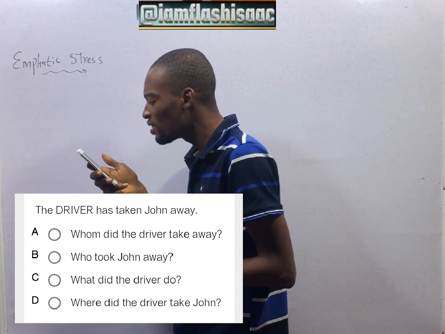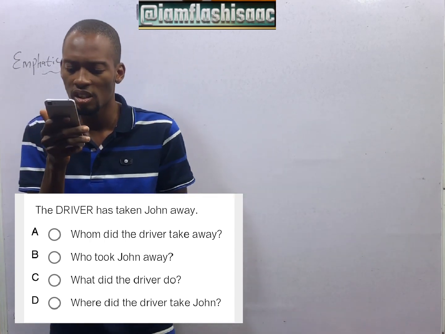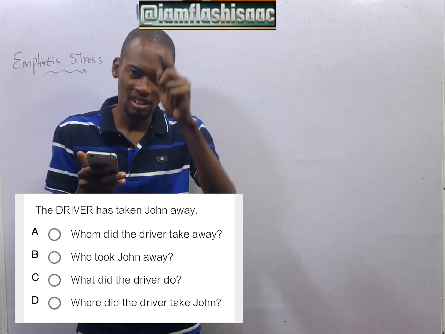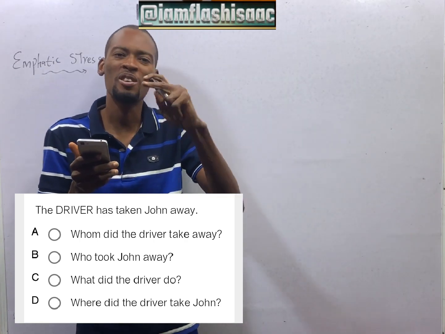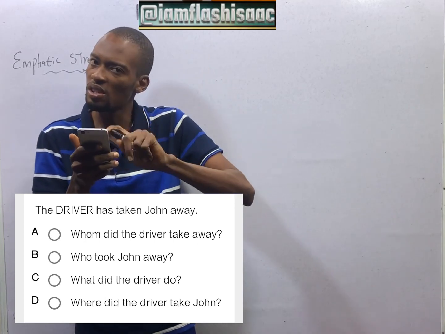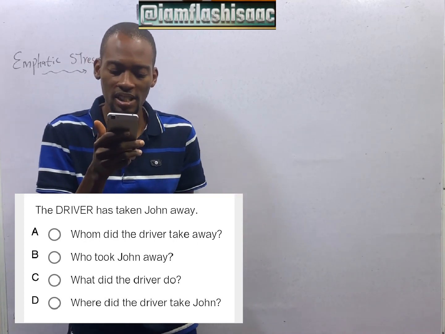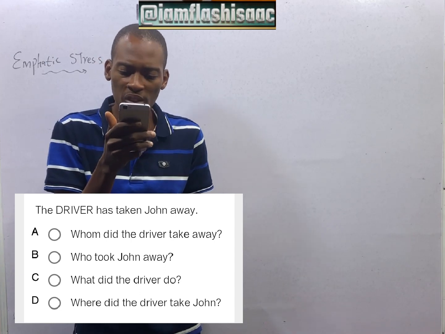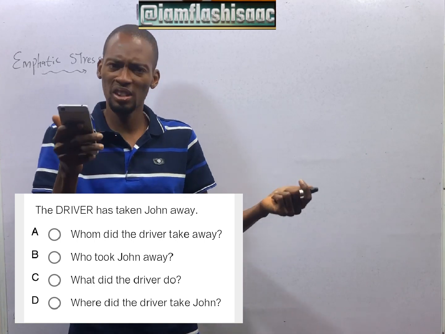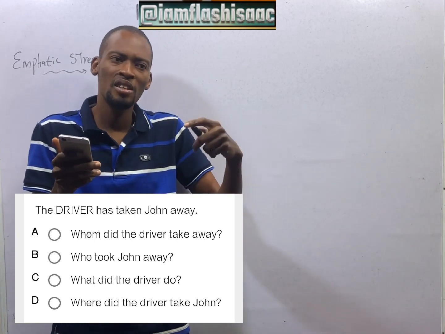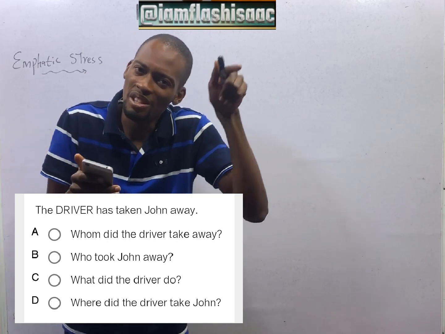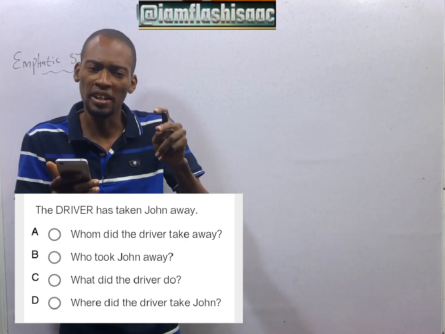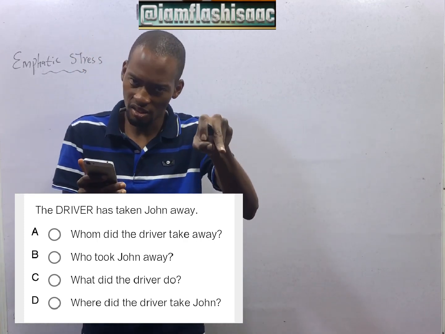A. Whom did the driver take away? If I say, whom did the driver take away, what will you say? John. So whom will make us stress John? But here, John wasn't stressed. Option B says, who took John away? If I say who took John away and you say the driver, and you emphasize on the driver, you will be correct. Who? The driver. So who took John away warrants us to answer the driver.